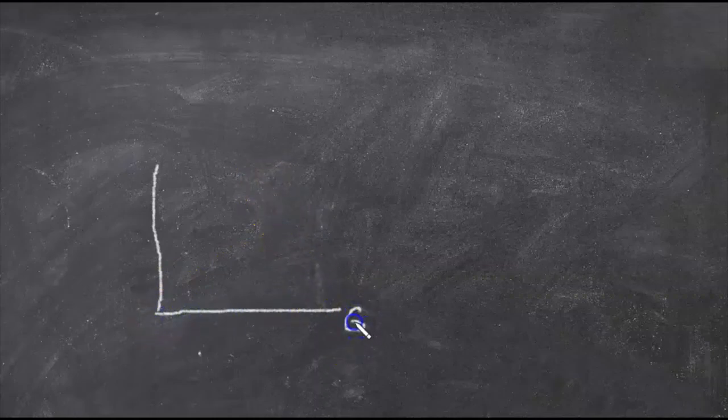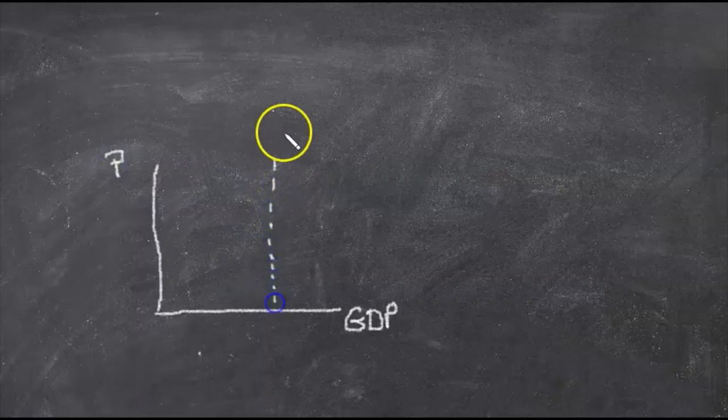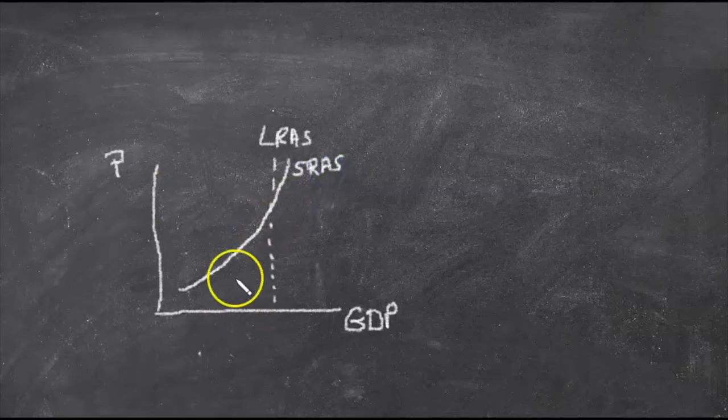We've got real GDP here. We've got our price levels up here. And we've got long run aggregate supply, which is here. We've got short run aggregate supply that looks like this. And we have demand, and I'll put demand in blue.